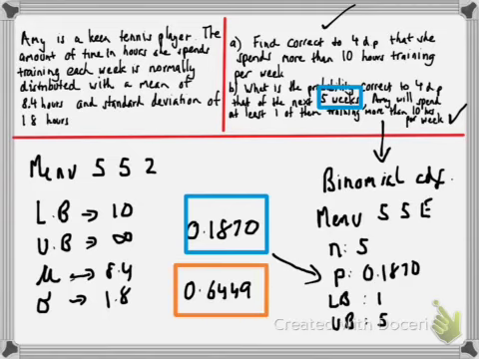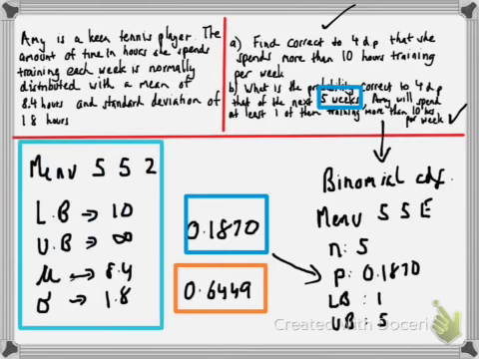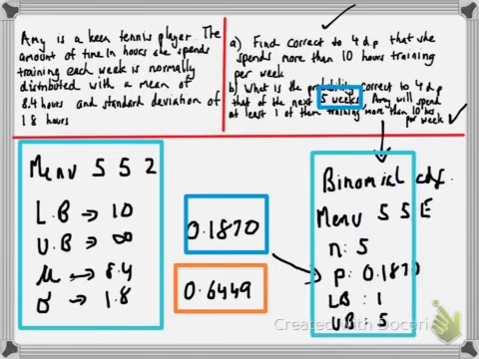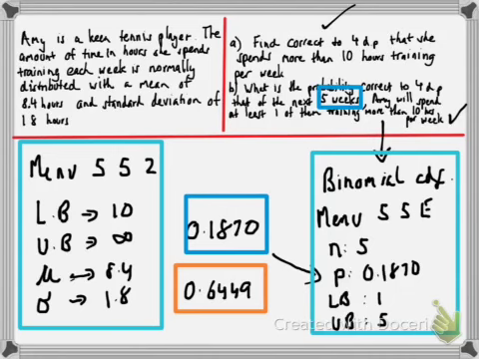There's our question. So we've used normal distribution in part A. There it is there. Okay, and then we've used that result from part A in our binomial CDF in part B to get the answer of 0.6449.